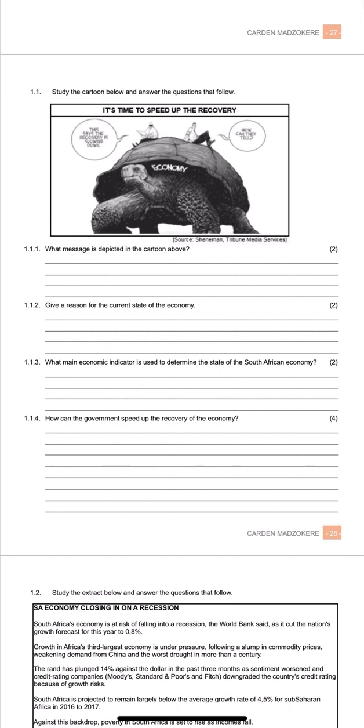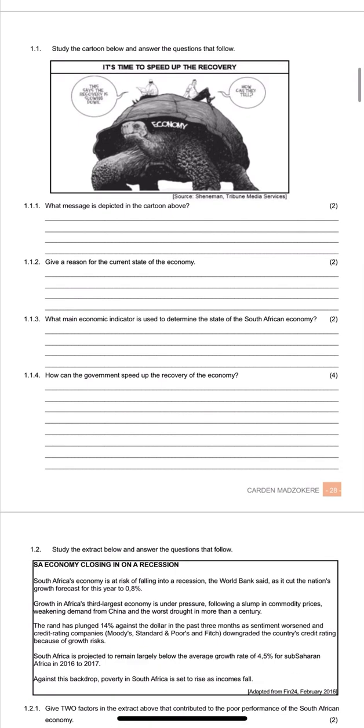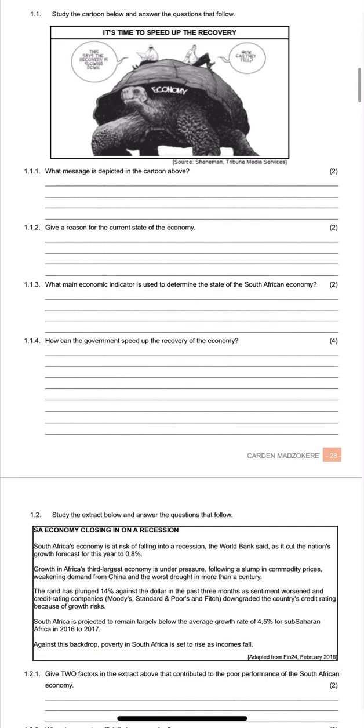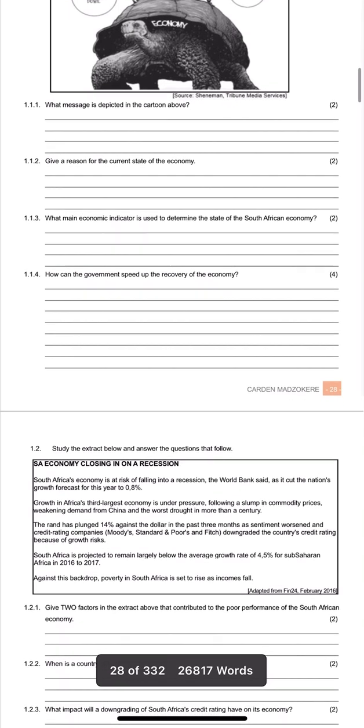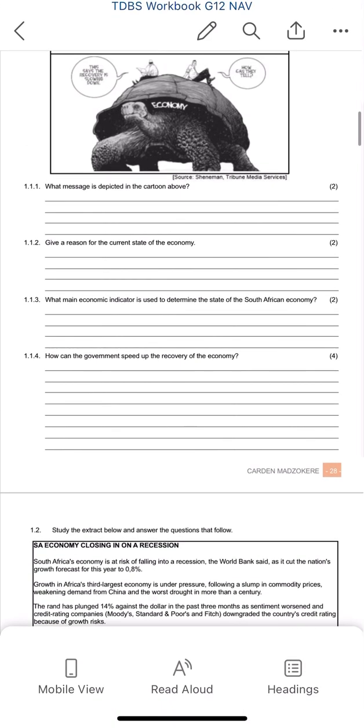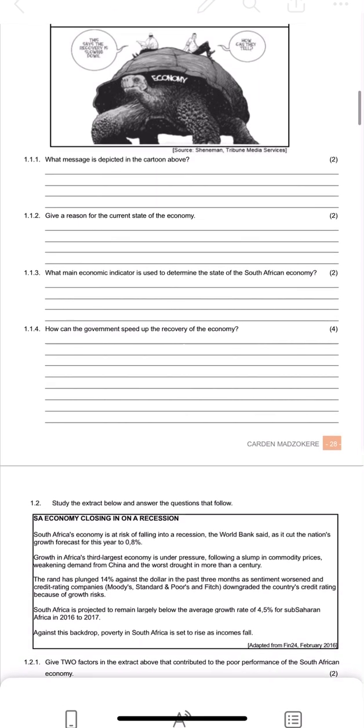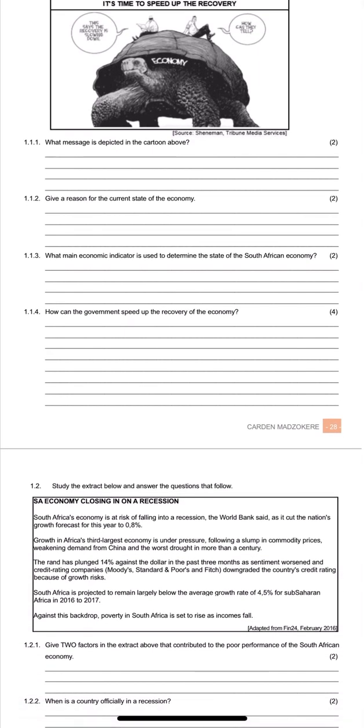So we have a cartoon here, some words. Right now they don't show, but obviously in the printed version they do show, because I'm using my phone and it's kind of small, so I can't really see. But basically, I'm just giving you ideas as to what to expect in an exam. What message is depicted? Give the reason for the current state of the economy. Well, the state they're referring to is what you see right there in the cartoon. And obviously, when they give such, it will be relevant to what's happening to the economy.